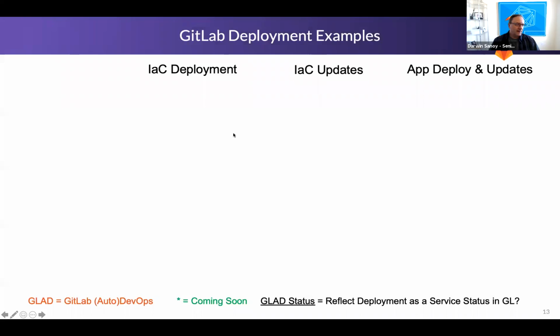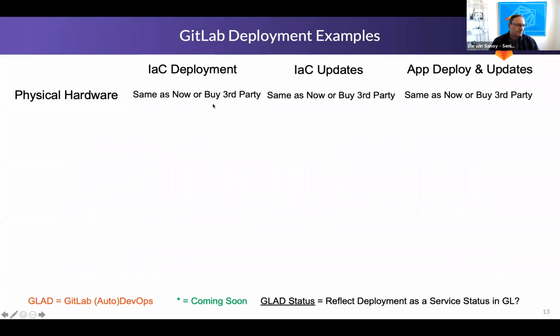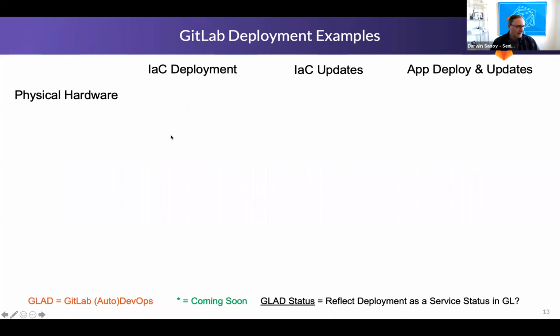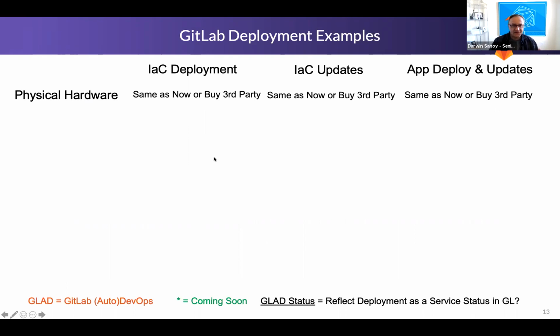So let's look at some GitLab deployment examples. Physical hardware. I had a customer come to me recently with physical hardware. They're very embarrassed in sales meetings, but GitLab doesn't really have a direct solution for that. So whatever they do today, or implement a third party. If what they do today is a bunch of shell scripts, it might be possible to integrate that in GitLab.